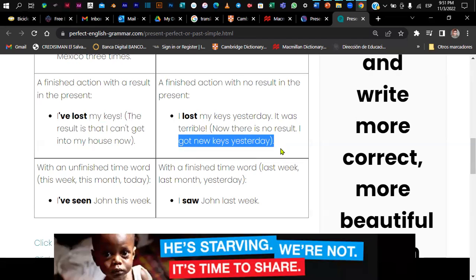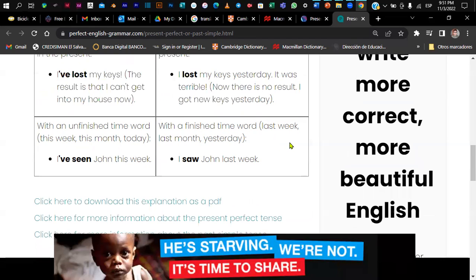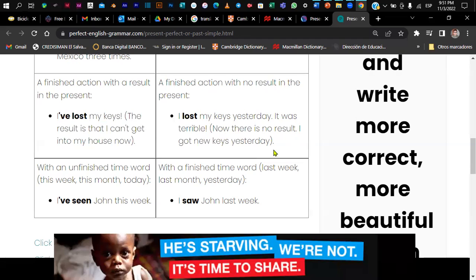Got new keys. Obtener nuevas. Let's see the result. Pero aquí dice no hay resultado. Okay.